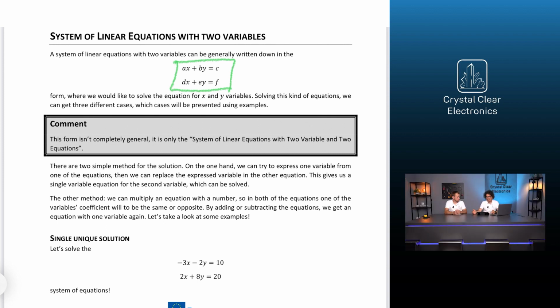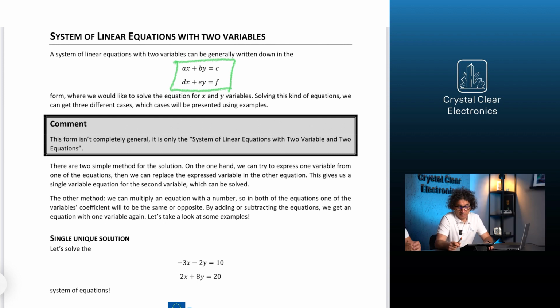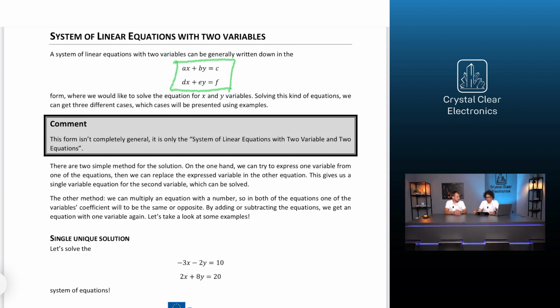There are two simple methods for the solution. On the one hand, we can try to express one variable from one of the equations, then we can replace the expressed variable in the other equation. This gives us a single variable equation for the second variable, which can be solved.